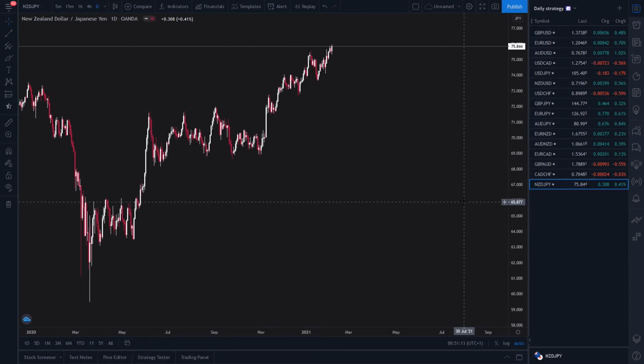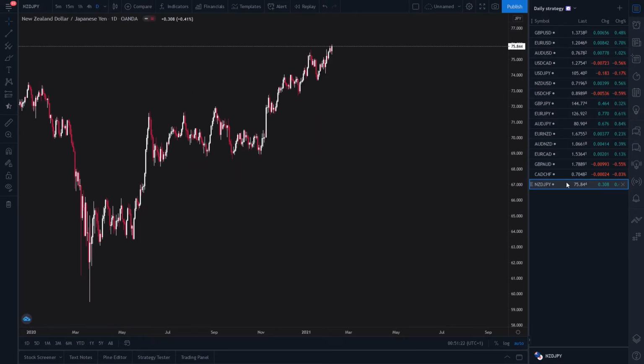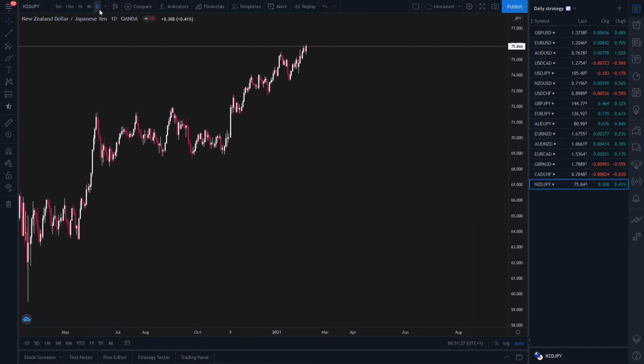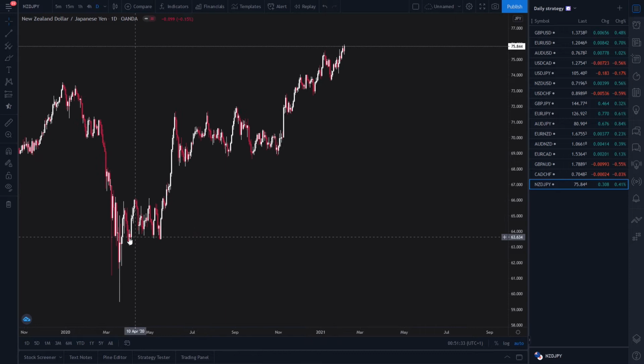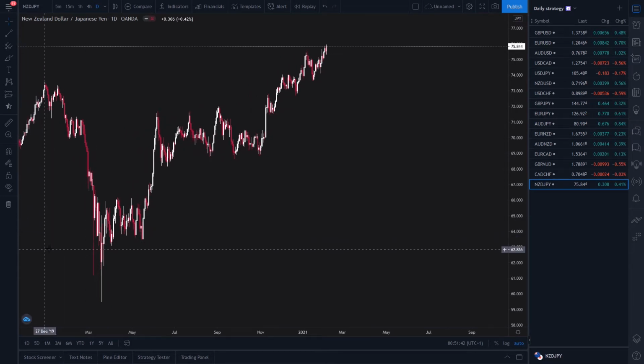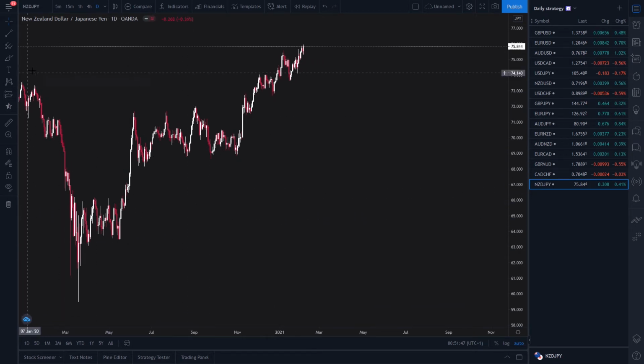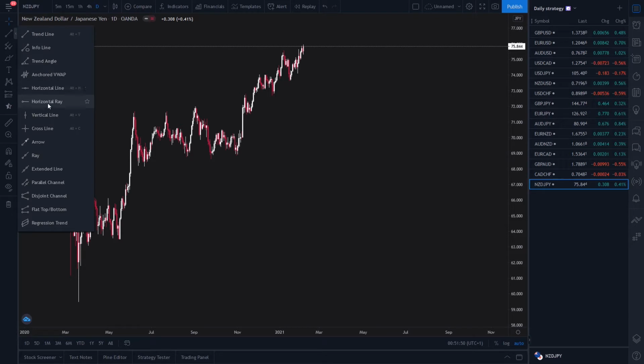The first point, you're going to pick up the pair. I have all of these already charted, so I have chosen the New Zealand dollar to JPY, and you will go only for the daily time frame and zoom it out a little bit until you see around 1 year of data. So let's go for a break on 2020, and you will pick up the horizontal line.